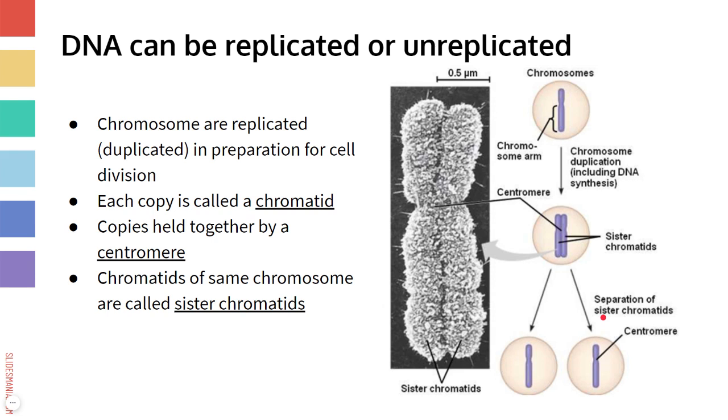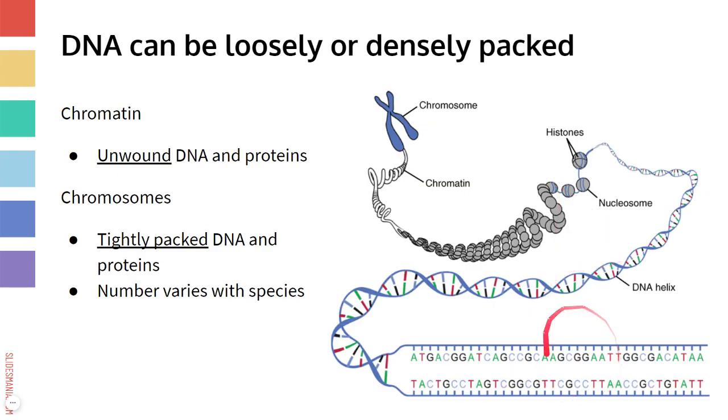So, to recap this video, our questions are replicated versus unreplicated. That's one big question. So, here would be unreplicated, and here would be replicated if we made a copy of it. And then the other question that we talked about before was, is the DNA loosely packed, in which case it's chromatin, or is it densely packed, in which case it is a chromosome? Okay, so that wraps it up for this first video in our mitosis or cell division series.